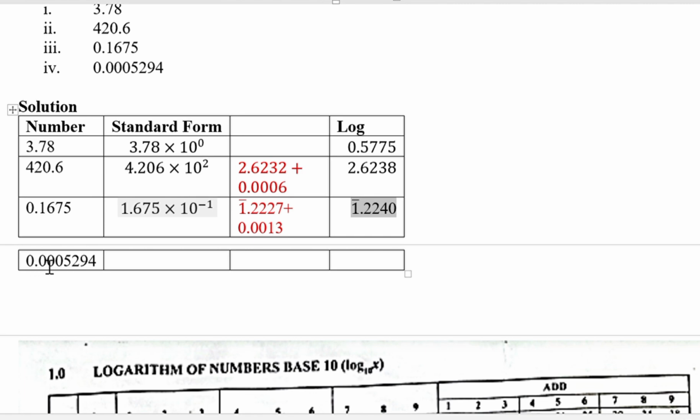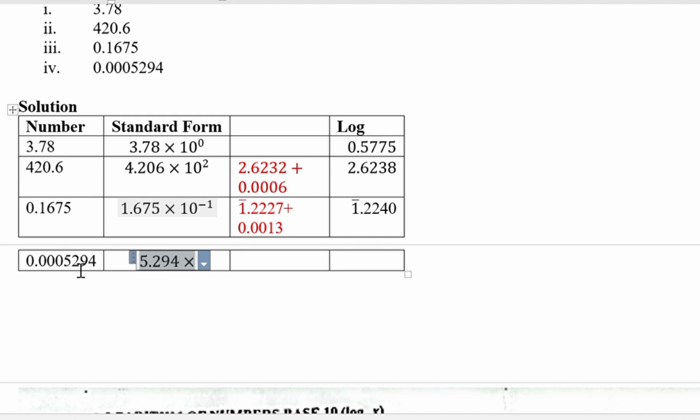The last one is this one. So for us to write in standard form, we have to move this decimal from here to here. So the new number will be 5.294 times 10 raised to power. How many digits have we skipped? We have skipped 1, 2, 3, 4 digits from where the decimal was up to where we have put it. So it will be times 10 raised to power -4. As I said before, the shortcut is if the number you are writing in standard form starts with 0 point, then the power must have a negative sign.